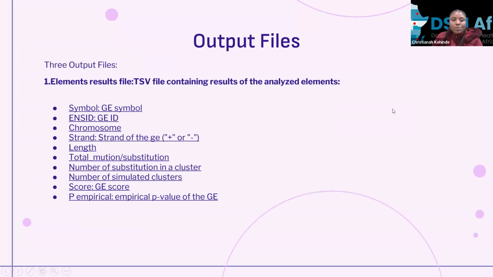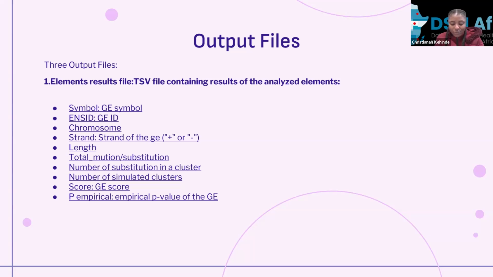Okay, so the output files. At the end of the day, after you've imputed your data and you've actually done the simulation on it, what are the expected files that you should have? I mean, that would actually give you the results you require. So the first is the element results file.